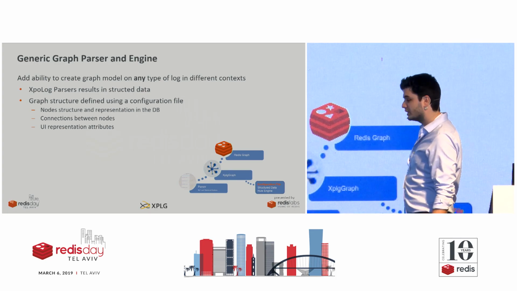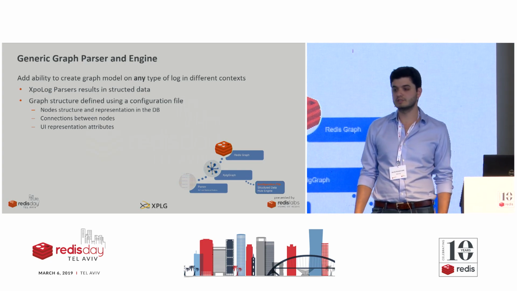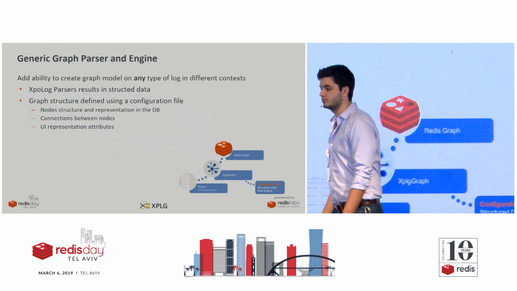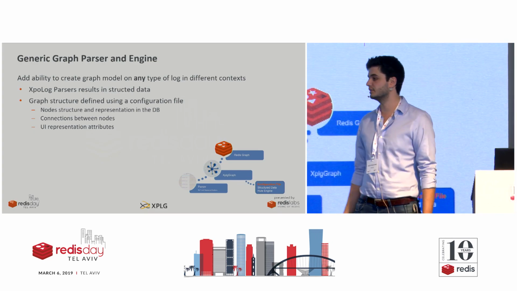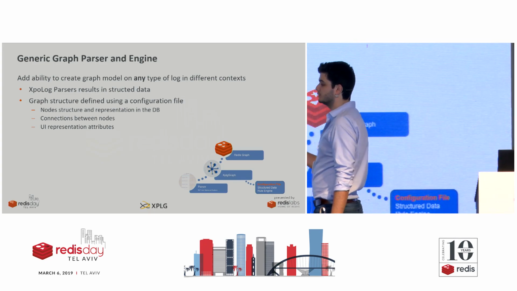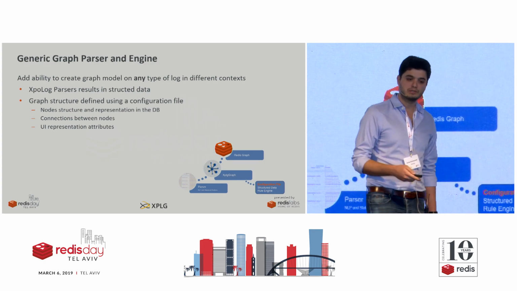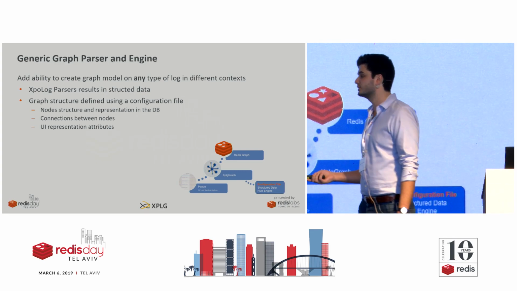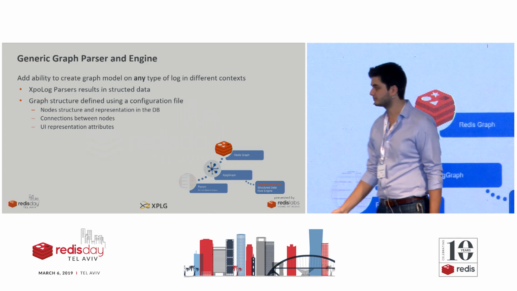Inside this graph configuration file, we define everything that we need in order to build the graph. That's why it's completely generic. We can build a new configuration file in a couple of hours, and we'll have a totally different graph structure. Inside it, we describe how a node will look and be represented, how it will be written to Redis graph, what are the edges or connections between these nodes, and how will the user actually see them at the end.